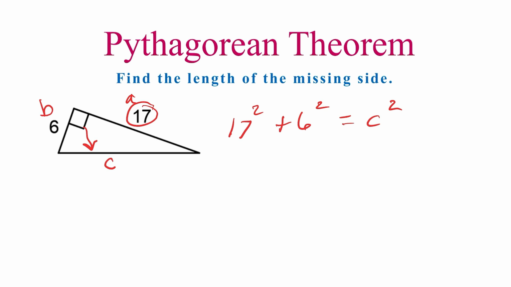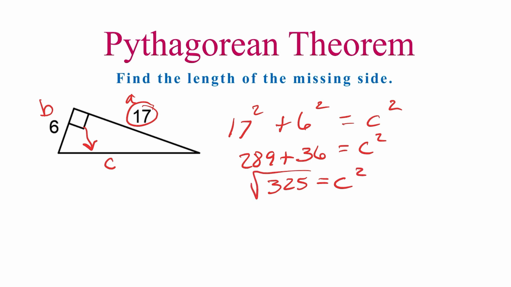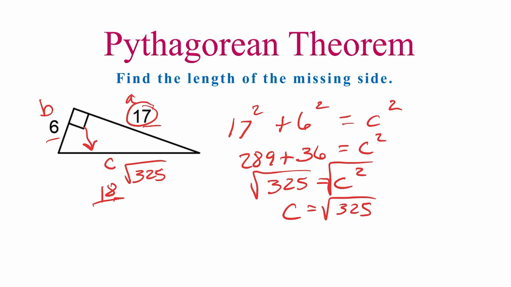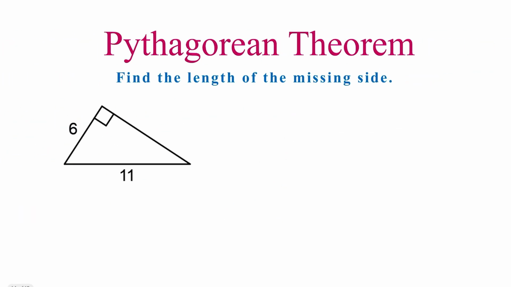What's 17 times 17? 289. Plus 6 times 6 is 36. Equals C squared. 289 plus 36 is 325. So that's the area. C squared is the area. To get C, we want to do the square root. It's the square root of 325. Plug it in a calculator, check it, see if it sounds right. Right at about 18. So 6, 17, 18. C should be the longest side. Looks good to me. Okay.